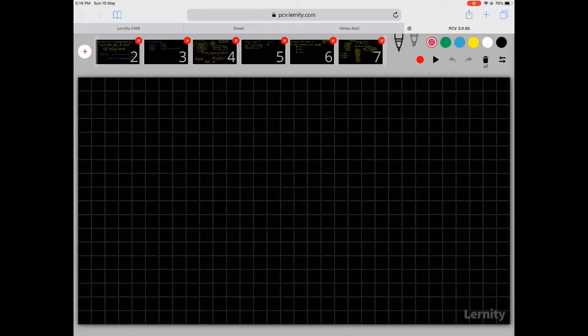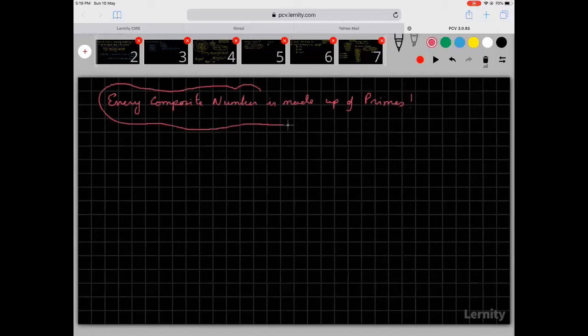And you also know that every composite number is made up of primes. Do you know this? Yeah, how do you know this? Factorization. That's what you do when I ask you to factorize.